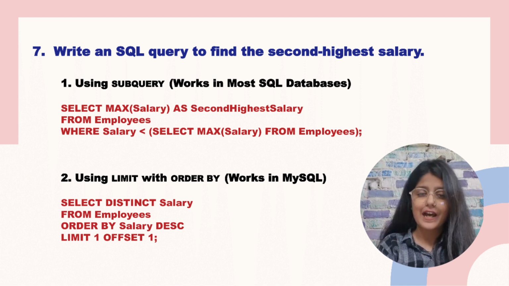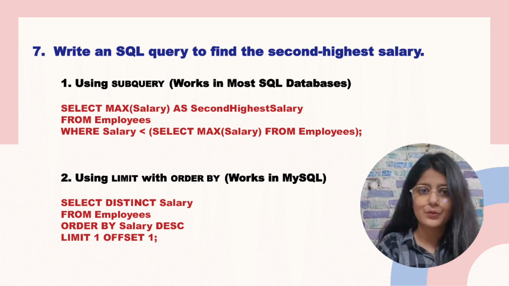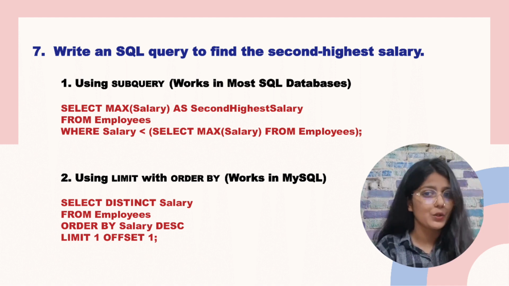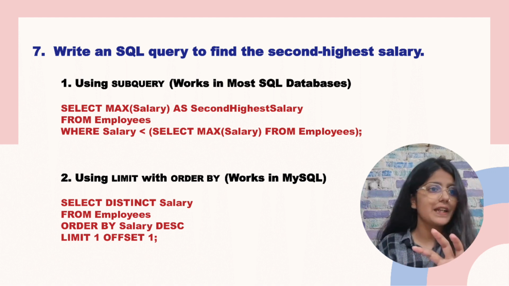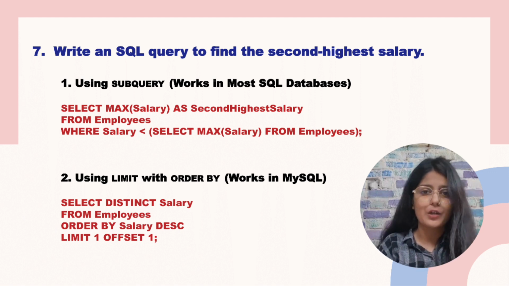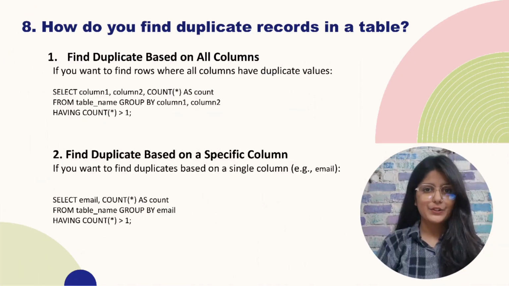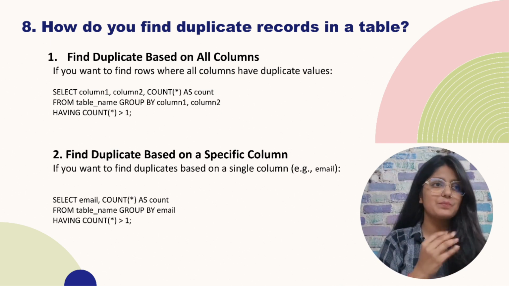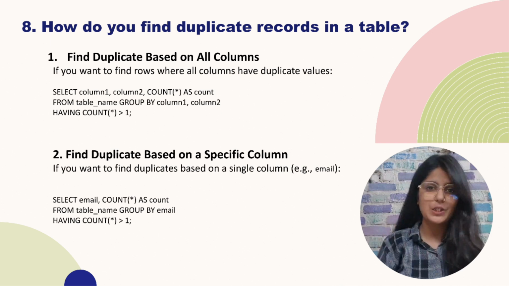And this question will be asked in many interviews, so be prepared for it. It is a simple but tricky question. The interviewer can ask for both approaches, so you have to have knowledge of both. The next question is, how do you find duplicate records in a table? For that we have two approaches, but you can have many different ones according to your choice. But there are two approaches which are frequently used.